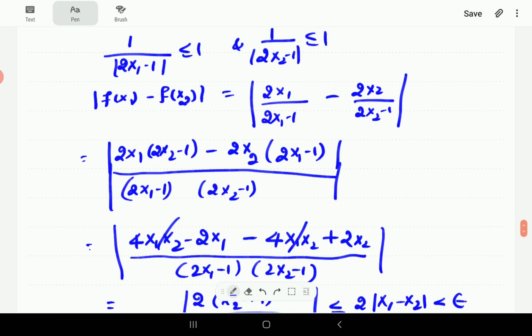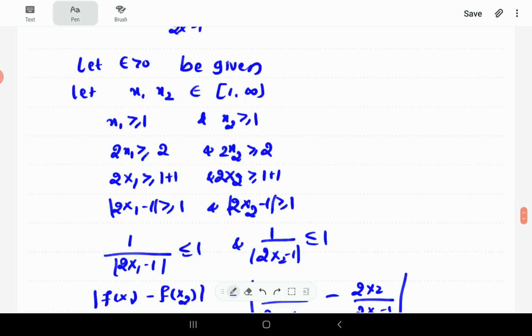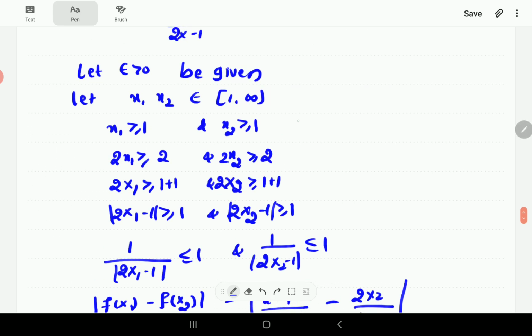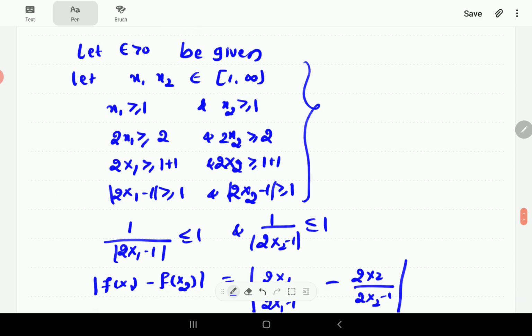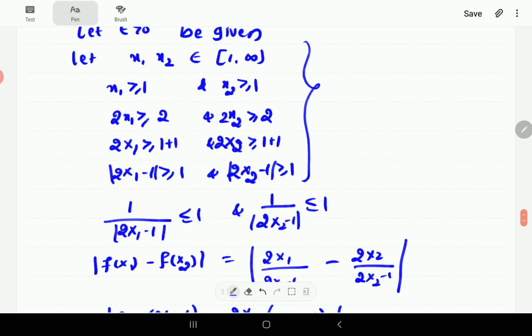When it comes to the examples, we have to first try to understand where the interval is, and we have to find out those points, and then you will apply the definition. Okay, I think this is all for uniform continuity.